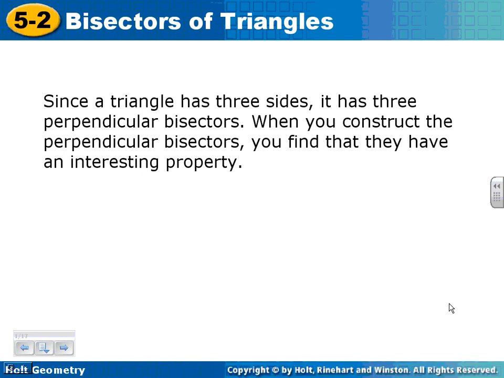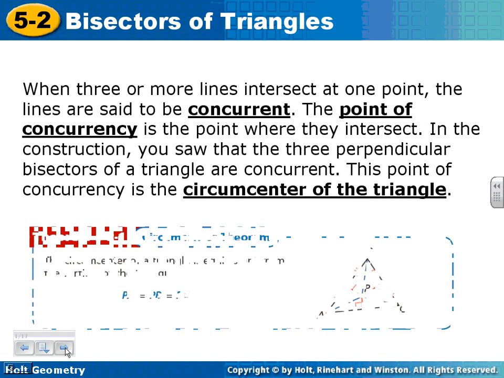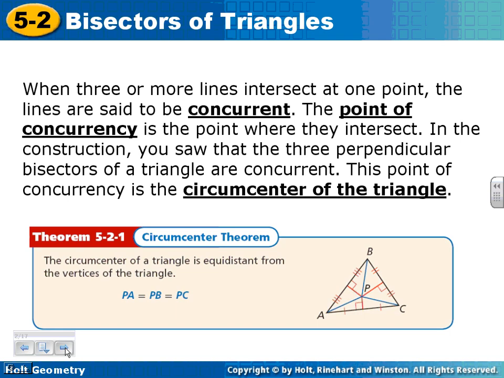Hello, notes for 5.2, bisectors of triangles. There are two kinds of bisectors. Since a triangle has three sides, it has three perpendicular bisectors. That's the first type, perpendicular bisectors. When you construct the perpendicular bisectors, you find that they have an interesting property. So we're talking about perpendicular bisectors first.